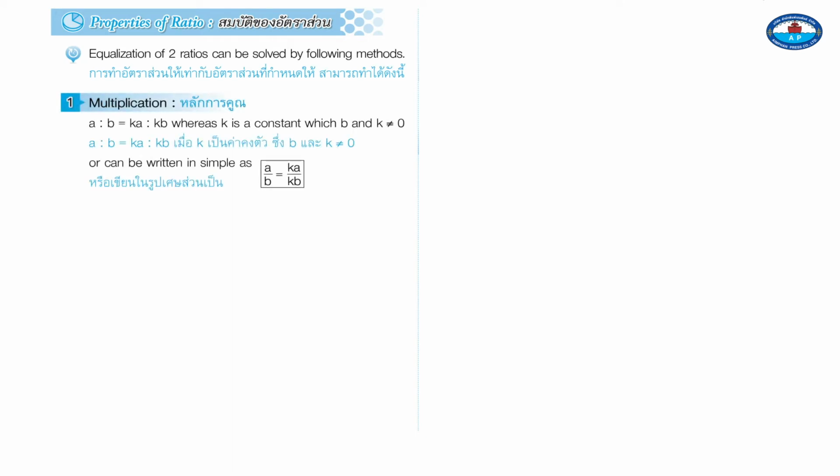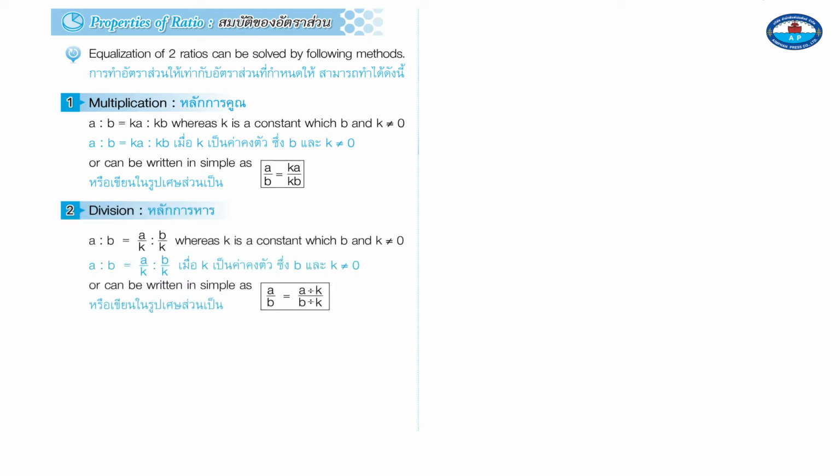Properties of ratio. Equalization of two ratios can be solved by the following methods. 1. Multiplication. A:B equals Ka:Kb, where K is a constant, and B and K do not equal 0, or can be written simply as A over B equals Ka over Kb.